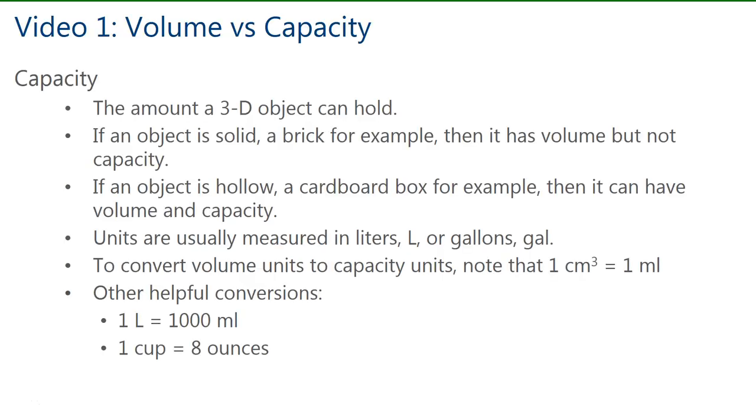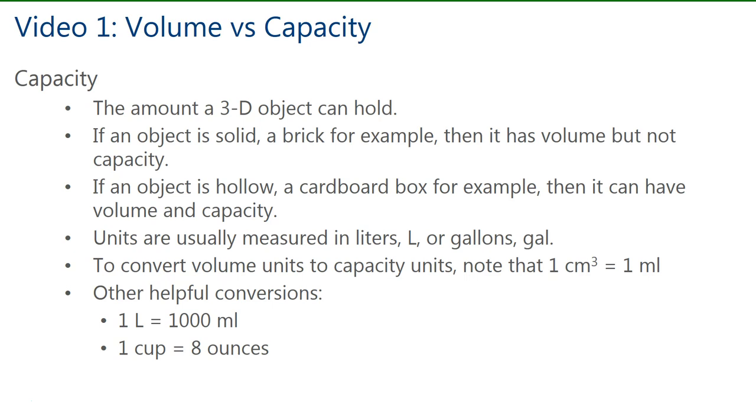So now, what is capacity? Well, it's the amount a 3D object can hold. So if the object is solid, like a brick for example, then it has volume but it doesn't have capacity because it can't hold anything. But if an object is hollow, like a cardboard box for example, then it can have both volume and capacity.